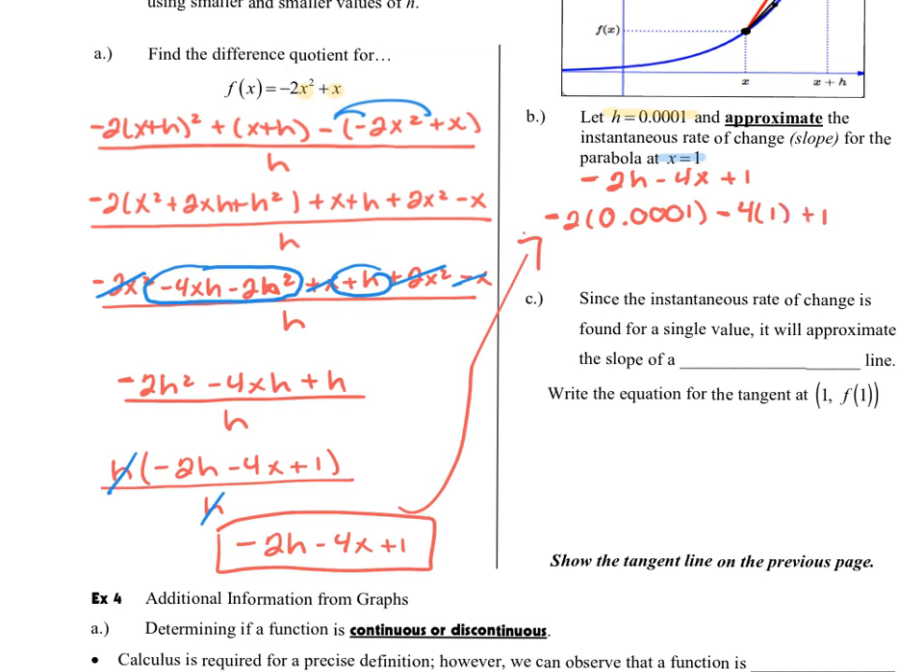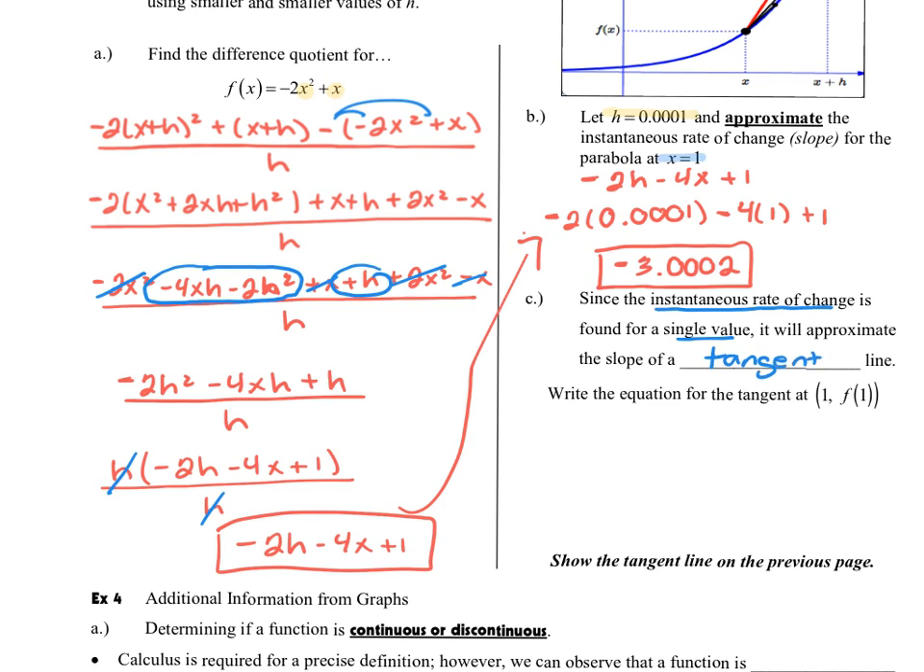Plus my 1. When I plug all that into my calculator, which I don't really need, because I just imagine that 0.001 is just a 0 there, what I end up getting, but I'll go ahead and write it out, is negative 3.002. That is the slope of the line that touches our graph at x equals 1. That's exactly what that's telling us. So instantaneous rate of change, when it's found for a single value, like we did for x equals 1, will approximate the slope of a tangent line.